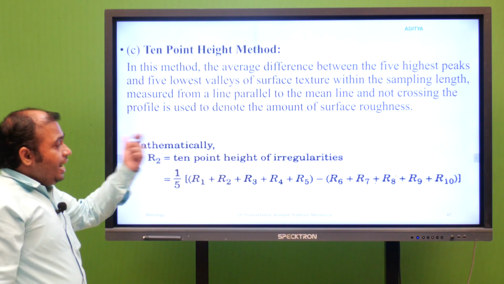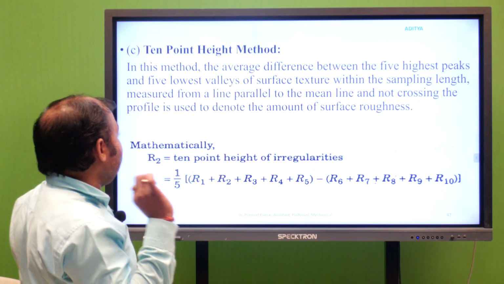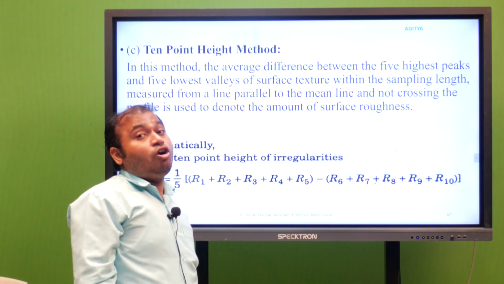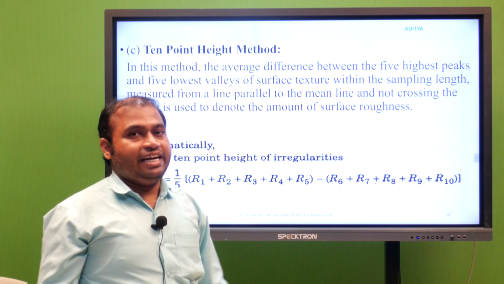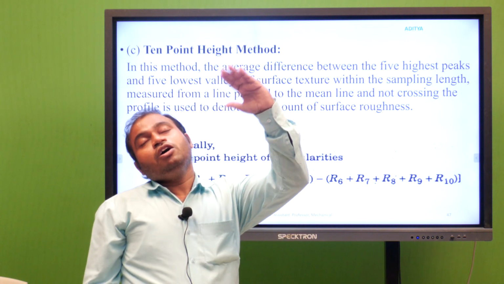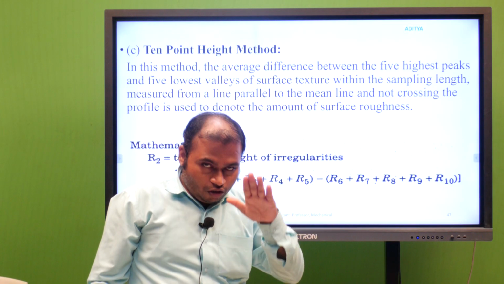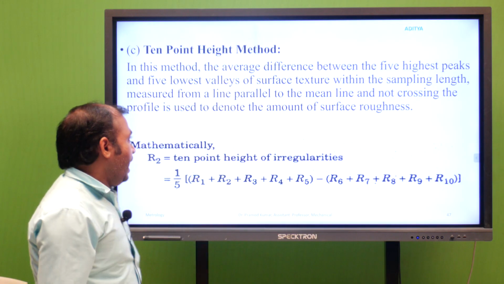That is the 10 point, that's why the name is 10 point height method. Why is the name 10 point height? Because in the complete sampling length we are taking 10 points. In those 10 points, 5 are the uppermost peak values and 5 points are the lower values. Okay, that difference we will take.